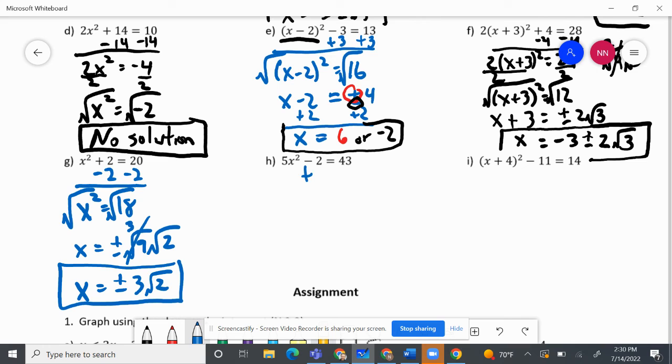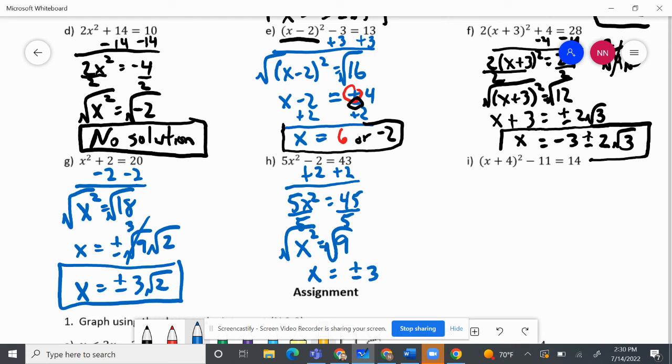For letter H, we're going to add the 2. And we get 5x squared is equal to 45. We're going to divide it by 5. And we get x squared is equal to 9. Then we take the square root, and the square root of 9 is 3. So we have to remember the positive and the negative root. And we get plus or minus 3.